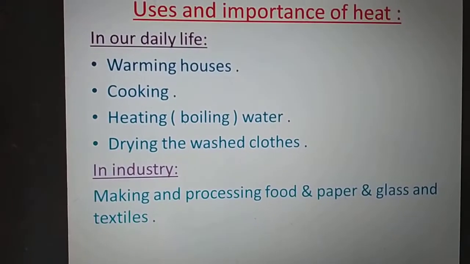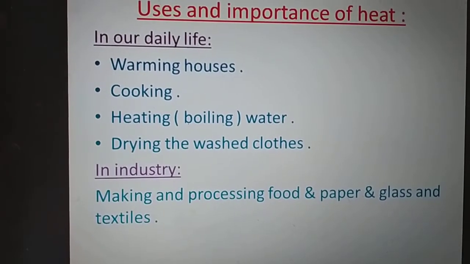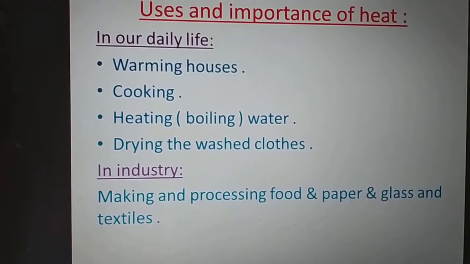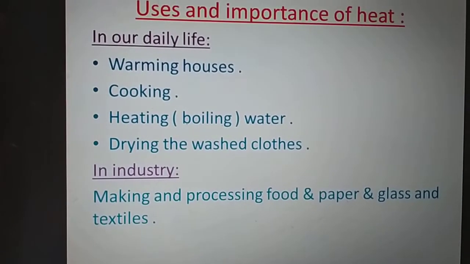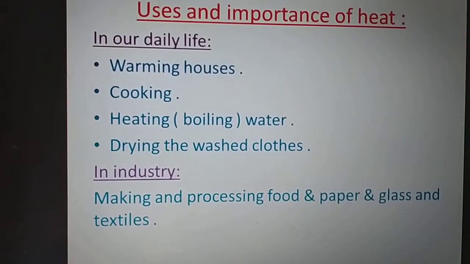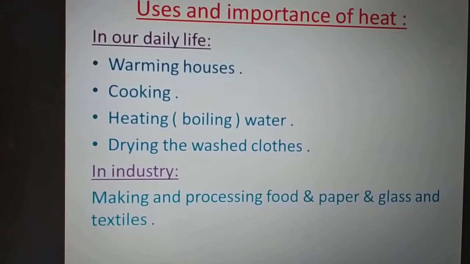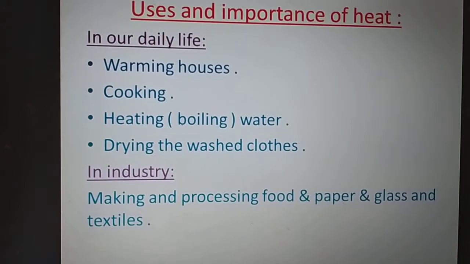Now, you should know that heat energy is very important for many uses. We use heat energy in our daily life in warming houses, cooking, heating or boiling water, and drying washed clothes. And also, we use heat energy in industry, such as making and processing food, paper, glass, and textiles.